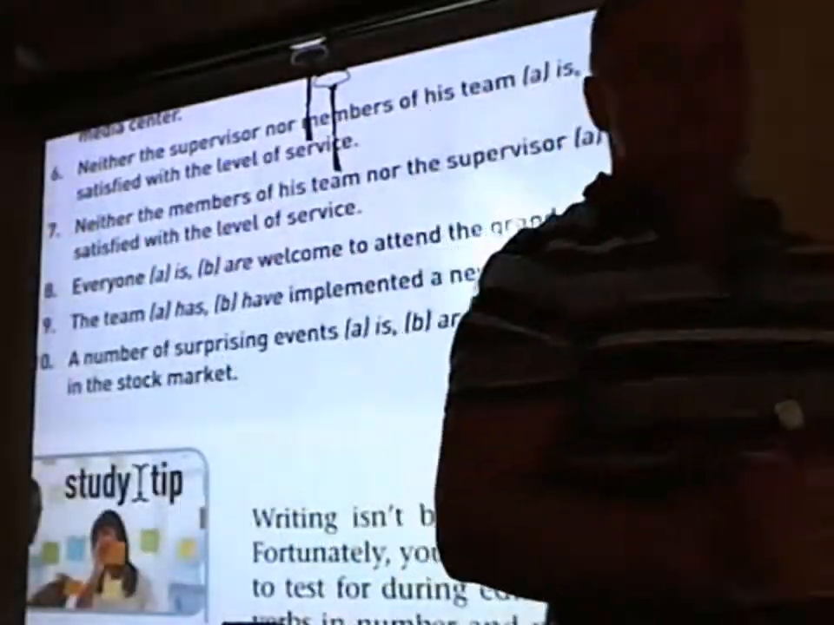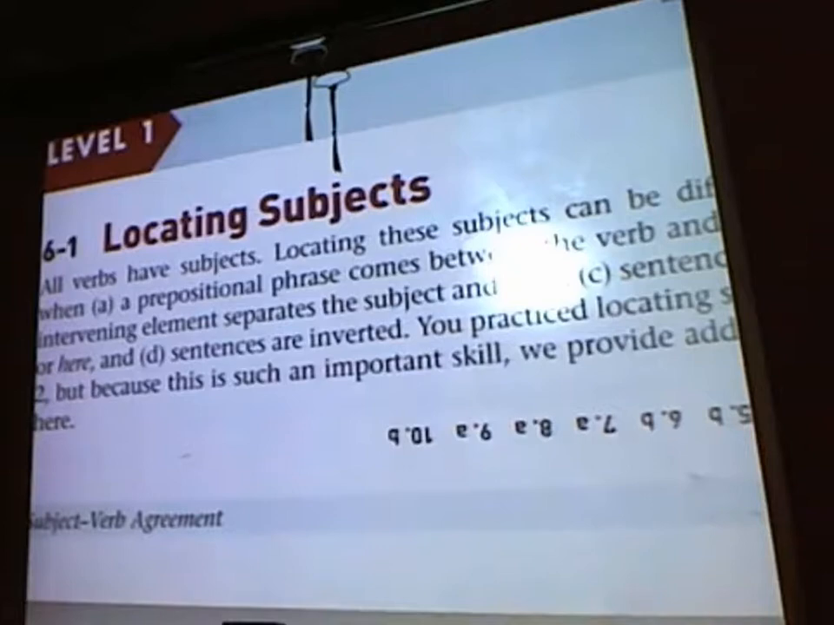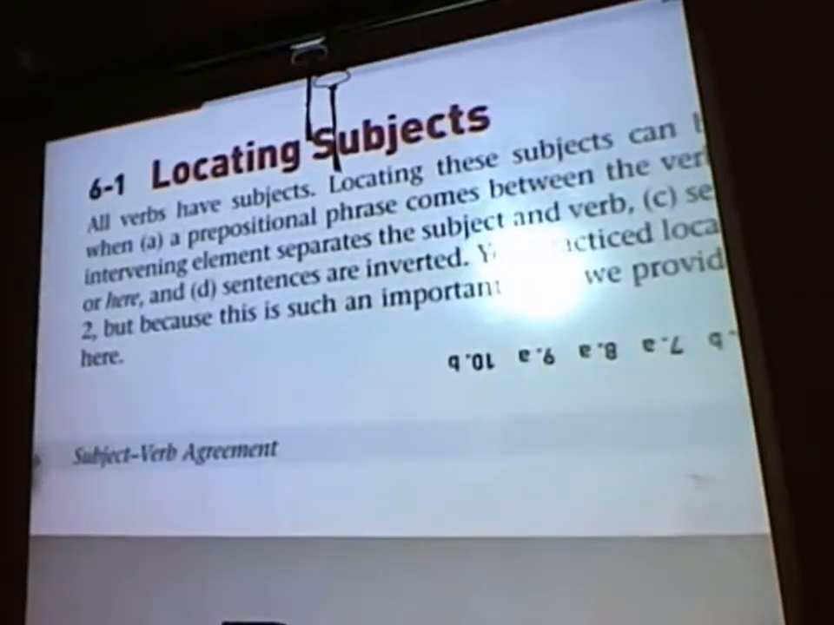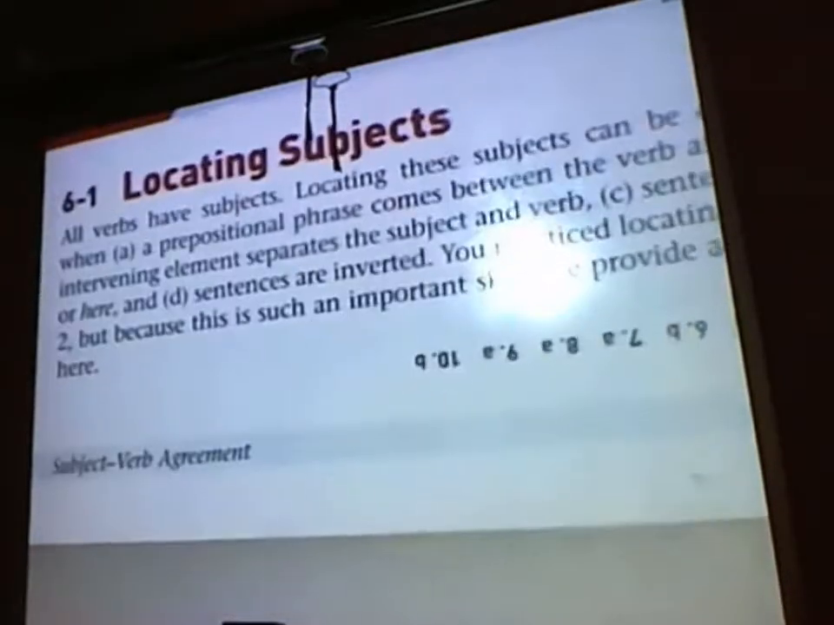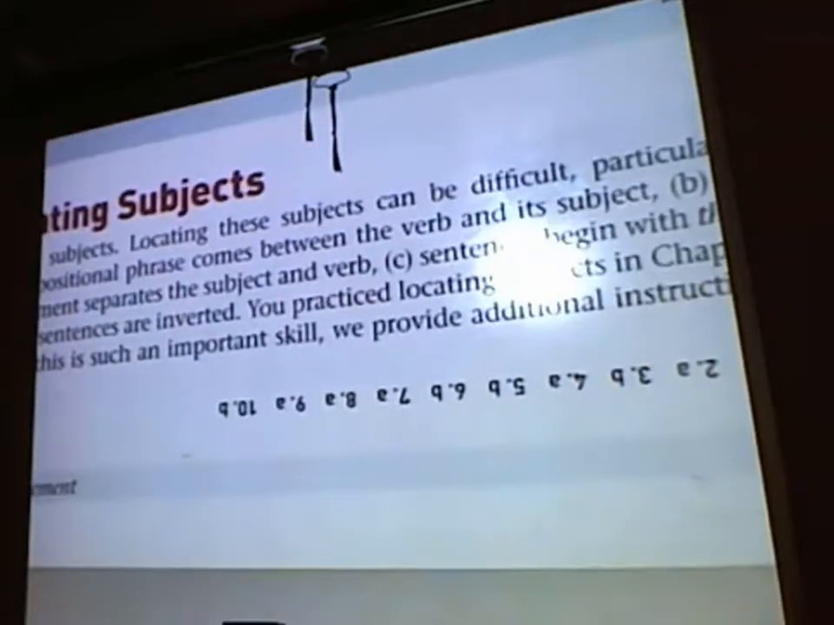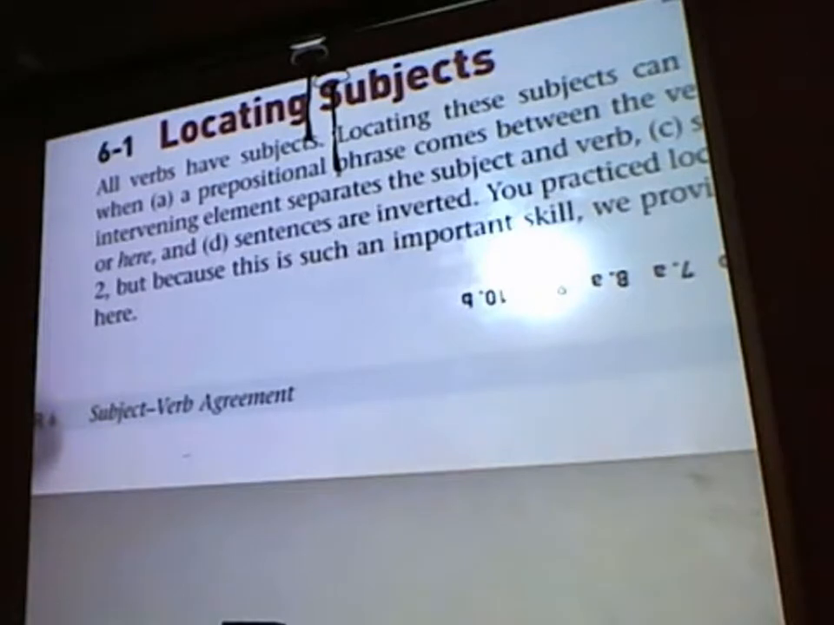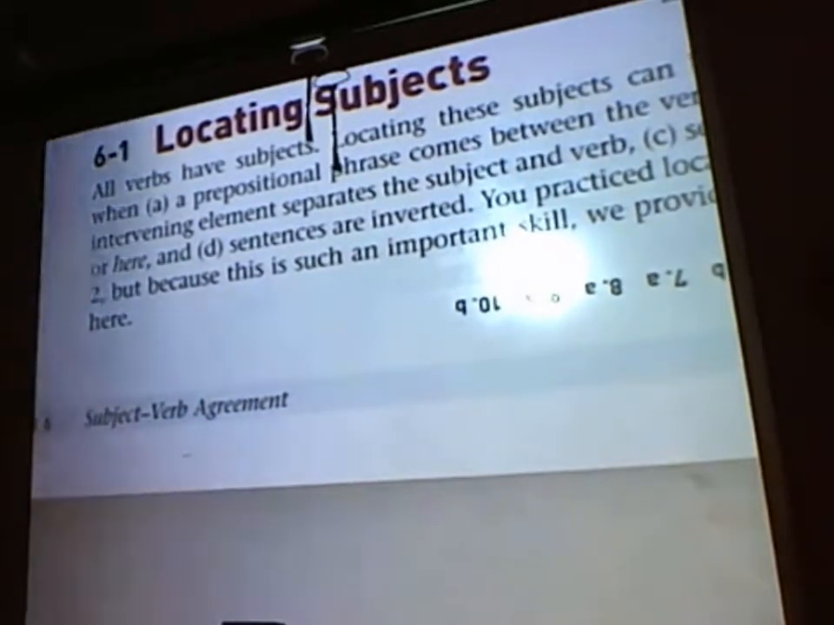Okay, first you want to locate your subject. All verbs do have subjects, and locating these subjects can be difficult, particularly when a prepositional phrase comes between the verb and its subject, or an intervening element separates the subject and the verb, or sentences begin with there, here, it, or sentences are inverted. So we've already discussed that, so we're good to go and look at the next section.